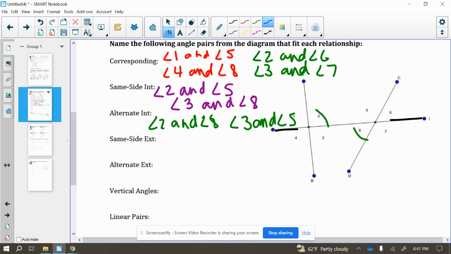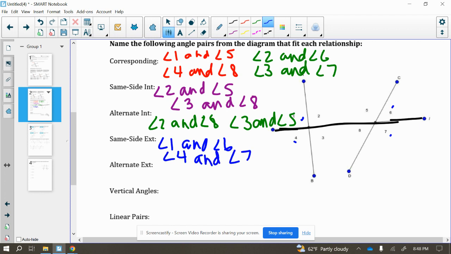Now, just like we had same side interior, we can also talk about the same side exterior angles. So again, here's our transversal. Exterior same side would be angles 1 and 6. And then we would also have angles 4 and 7. Those are our same side. What about the alternate exterior? If you're saying angle 1 and angle 7, and then finally angle 4 and angle 6.